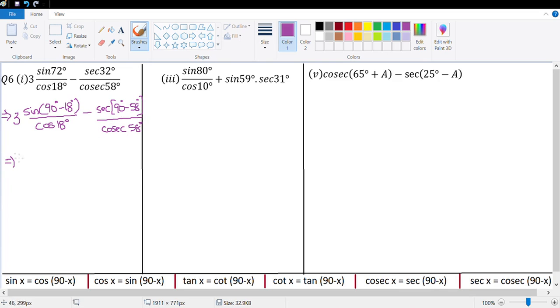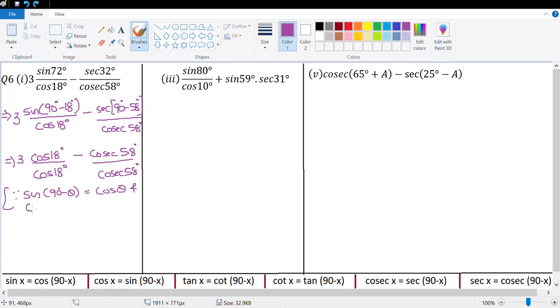Now this becomes 3 times, sine 90 minus theta is equal to cos theta. So this is cos 18 degree. The denominator is cos 18 degree minus, sec 90 minus theta is equal to cosec theta. So this becomes cosec 58 degree upon the denominator, which is already cosec 58 degree. The reason for this is, since sine 90 minus theta is equal to cos theta, and the second one is sec, we've changed sec to cosec. So sec 90 minus theta is equal to cosec theta.